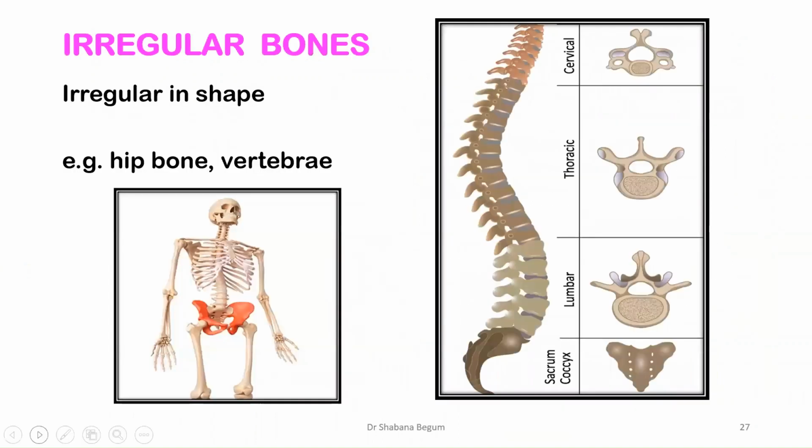Next is irregular bones. The irregular bones, as the name signifies, are irregular in shape and they do not fit with the other classifications. Examples are the hip bones, the vertebra, etc.